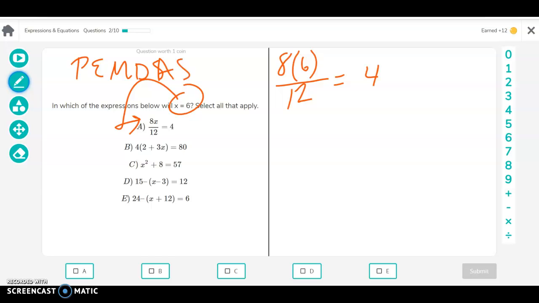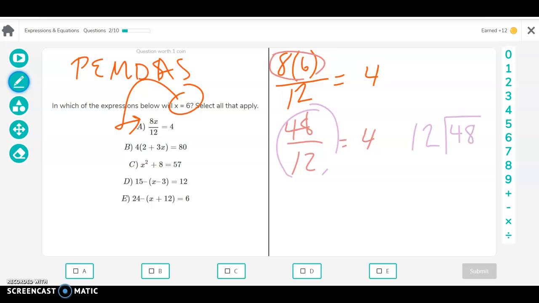So multiplication comes first because it's on top. So I'm going to do this first. That would equal 8 times 6 is 48. Divided by 12 equals 4. Now I'm going to do normal division. So I'm going to write it out over here on the side.